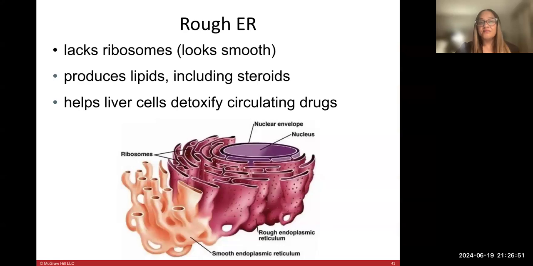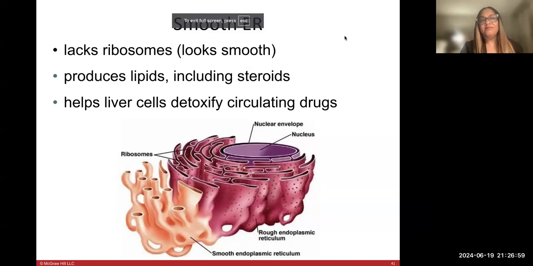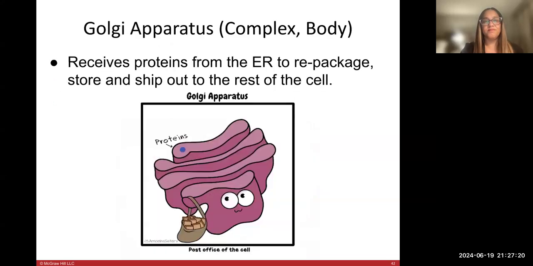The smooth ER, that's supposed to say smooth. The smooth ER lacks ribosomes, so it looks smooth. It produces lipids, including steroids. It helps liver cells detoxify circulating drugs. And it is attached to the rough ER, as you can see in the picture. You have the nucleus in the middle. Attached to that is the rough ER with all the ribosomes. And then on the side is the smooth ER that does not have the ribosomes.